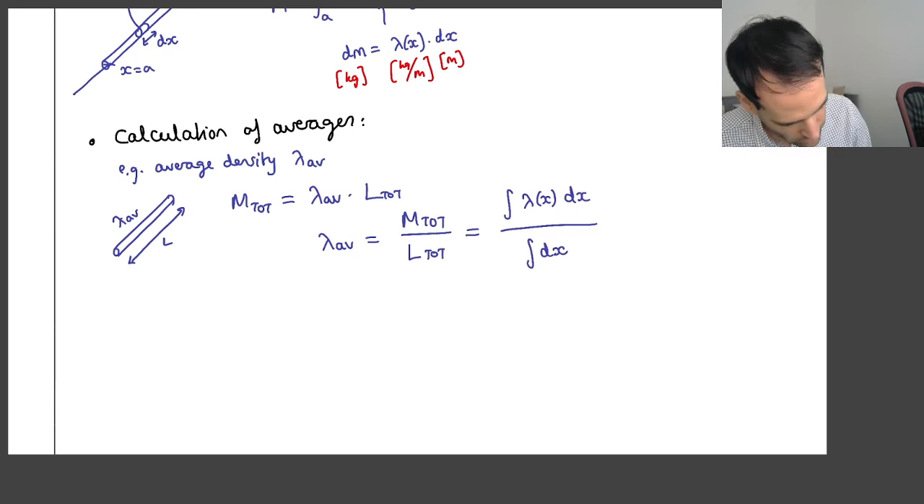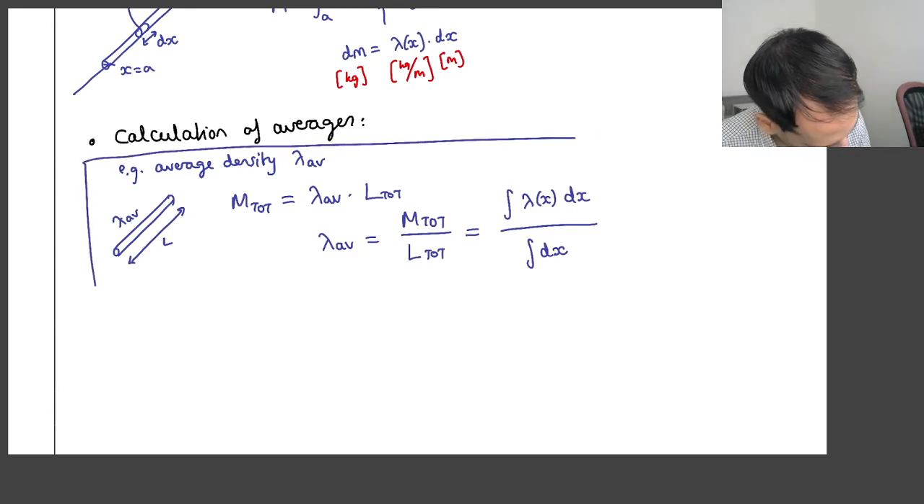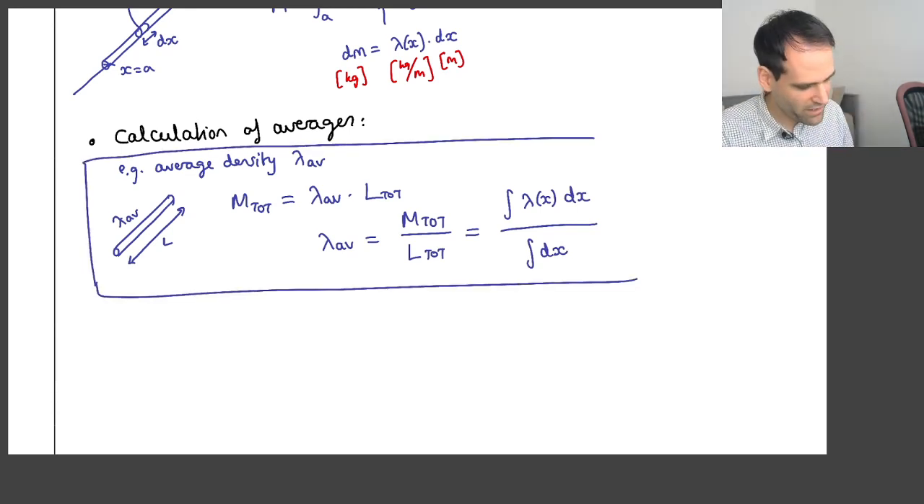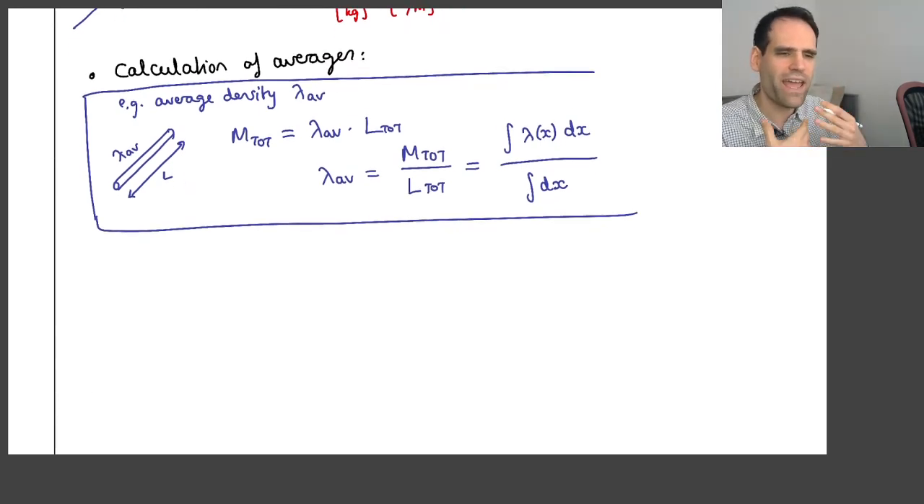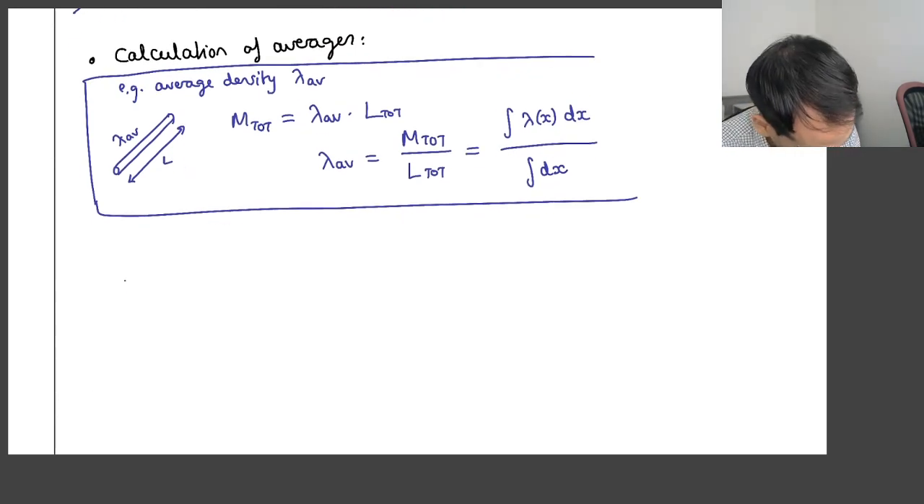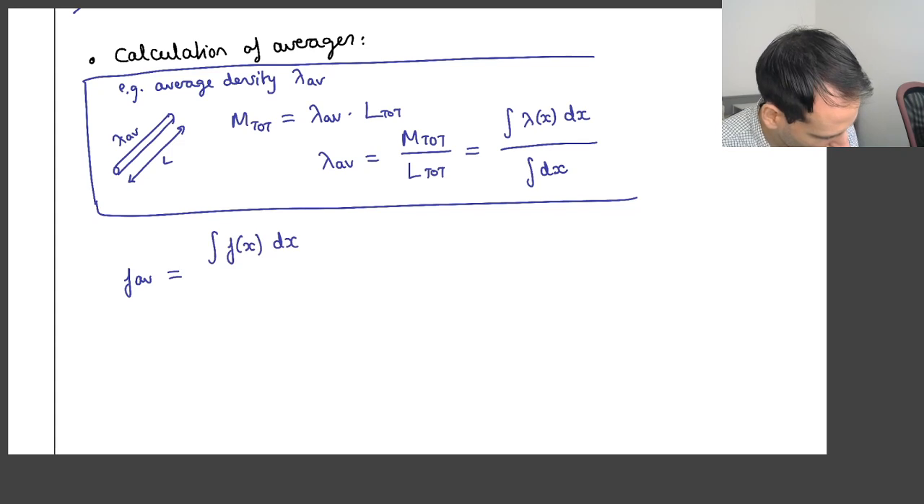So this is just an example for density. But in general, you can use it to calculate the average of anything. The average of a function, f average, is equal to the integral of f of x with respect to x divided by the integral with respect to x.